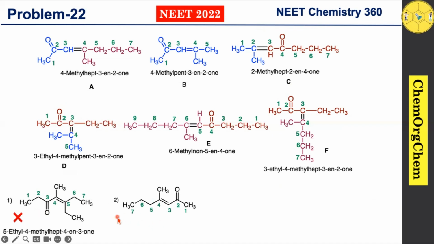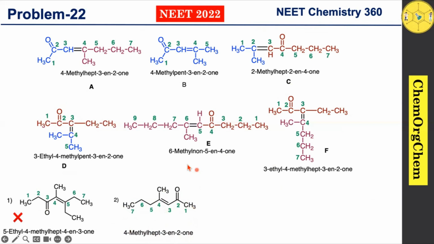So just like that, find the longest carbon chain. So this is the 7 carbon chain. Second carbon has ketone, third carbon has alkene, and fourth carbon has methyl group. The name of the compound is 4-methyl hept 3-ene 2-one.